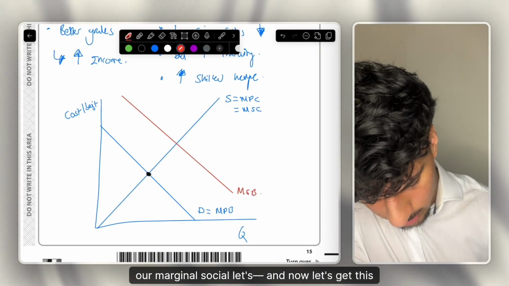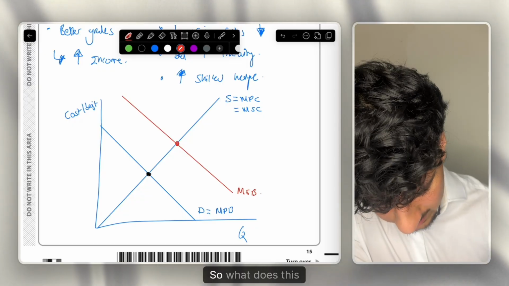And now let's get this labelled up. So let's get these points labelled up. So what does this represent?